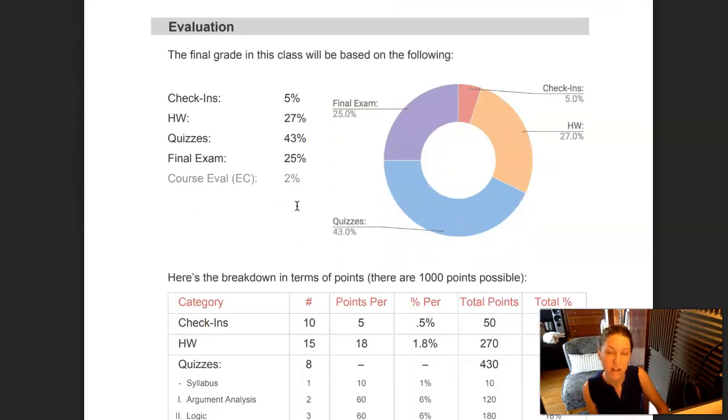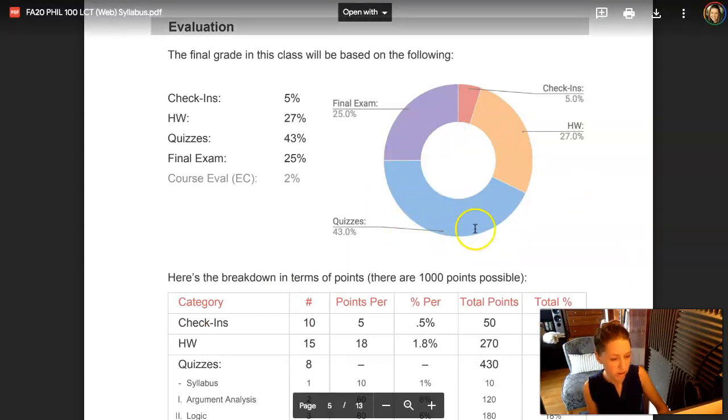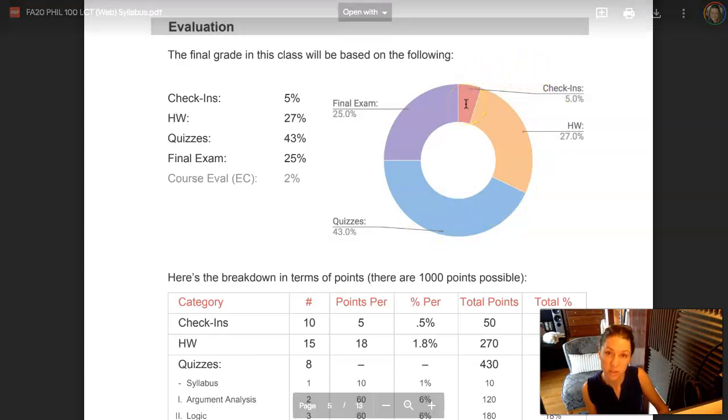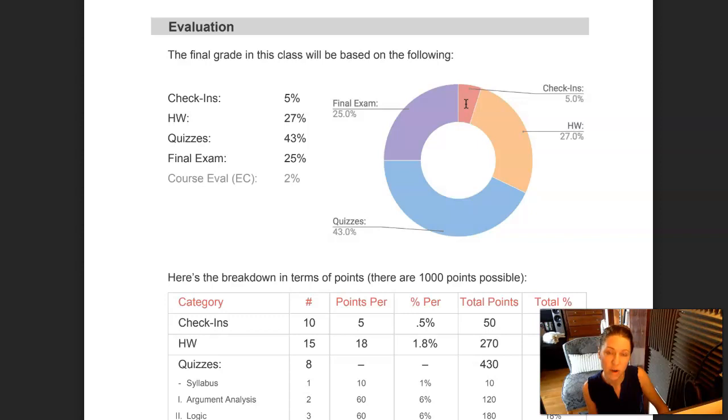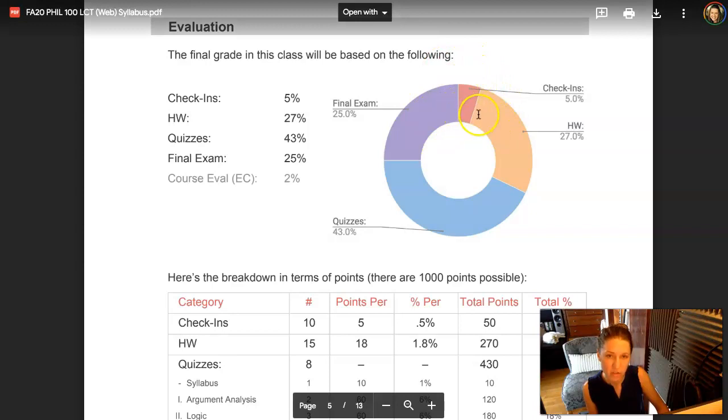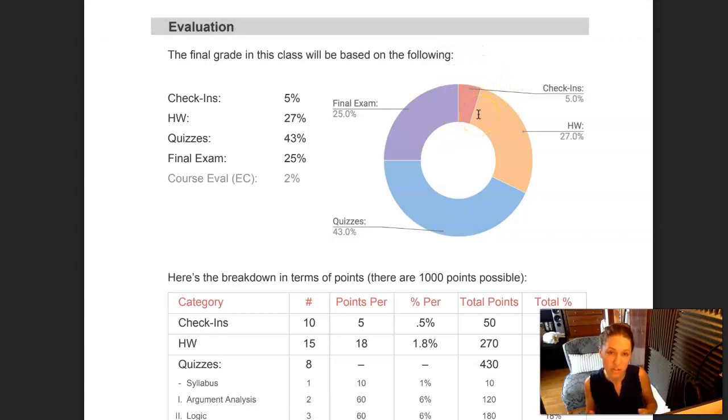Page 5, evaluation. So how are you going to be evaluated in this course? If you look at our little donut wheel here, 5% of your grade is based on something called check-in. So each week you'll have an opportunity to check in. It's essentially a quick reflection and opportunity to ask questions or give feedback. This will only take you a couple of minutes to do.